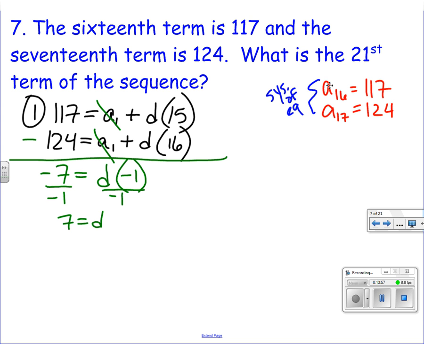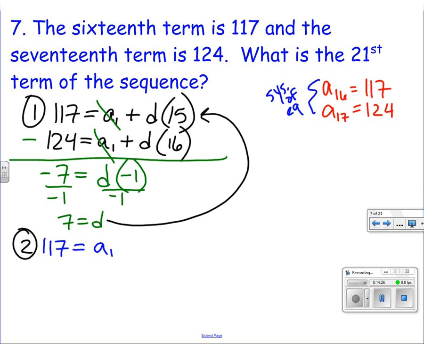Okay, so what I need you to do next, what I always need you to do next, is take this and plug it into the first one. That's what I always need your second step to be. Okay, I always need you to take this and plug it into the first one. So I'm going to write 117 equals, very good, A1 plus 7, parentheses, 15. No, only the first one. Just plug it into the first one.